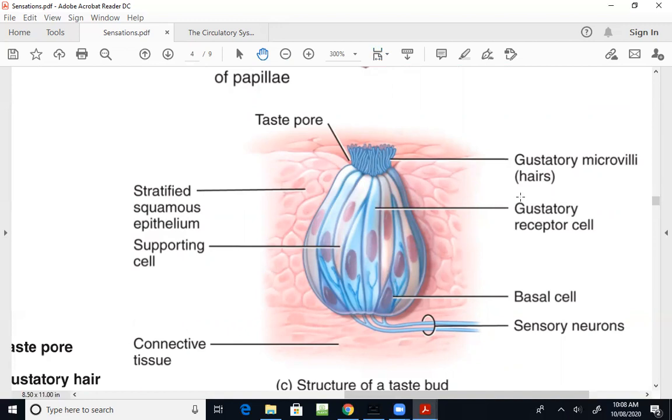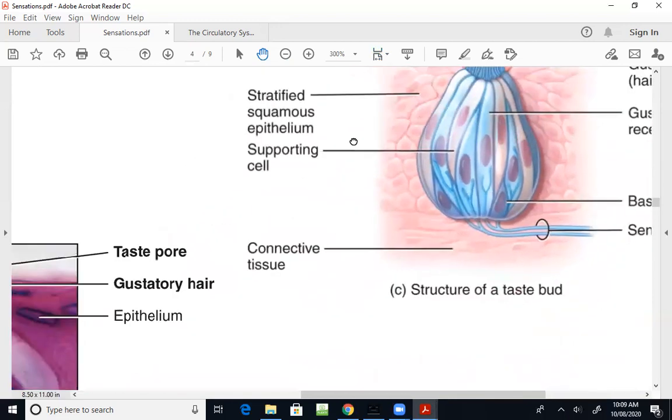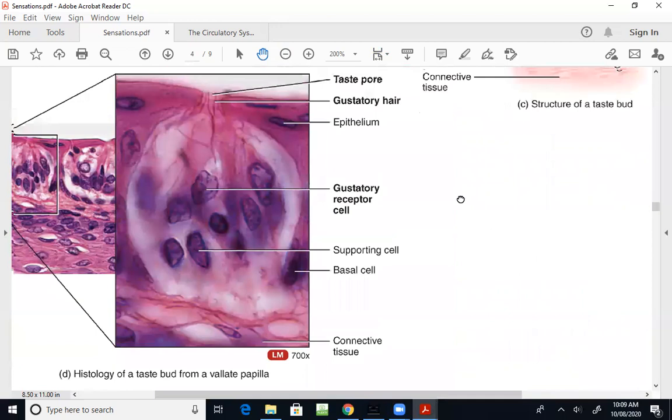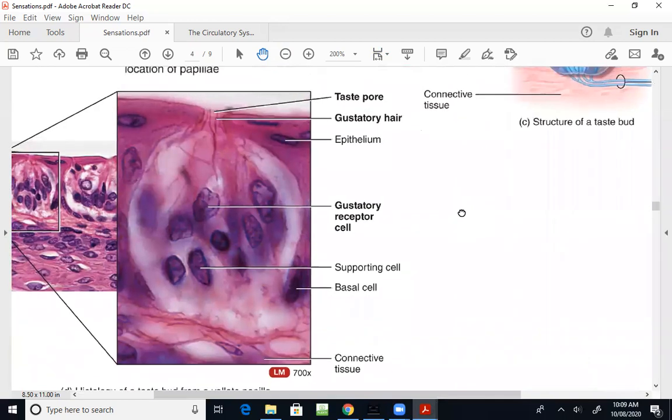As far as the picture goes, I want you to know the 3 cells: gustatory, supporting, basal cells, and then the microvilli in the taste pore. Not my favorite image by any means, but it is pretty dang accurate. You look over here, we can see it's pretty close to looking the same. I know it's kind of hard to tell the cells apart over here, but we can see the pores, we can see the little hairs, which is pretty cool.